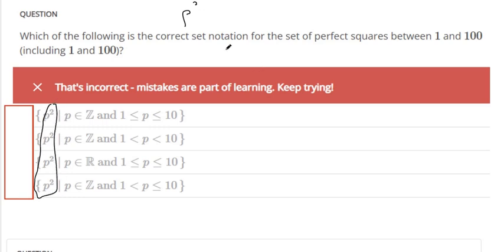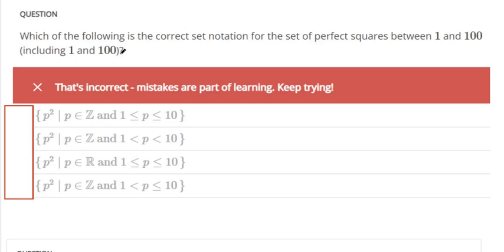If the question said, which of the following is the correct set notation for the numbers between 1 and 100, then we wouldn't use p squared because we're not talking about squares anymore. We just say p for this part. Okay, so the first part of set building notation is talking about what type of number you're trying to define. In this case, a perfect square, so p or x or whatever variable you want being squared. And then it needs to be between 1 and 100.